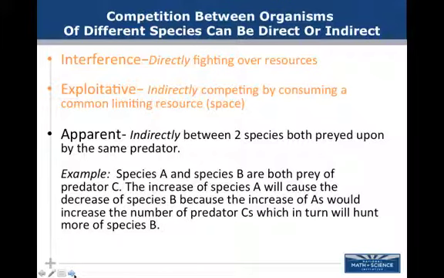So when we talk about these three different types of competition, interference is direct, where they actually scrap it out, versus these two indirect ways of competing, exploitative or apparent. They're complex. And it's especially important to understand that the interactions between organisms are complex, so that you understand there are some direct ways that they can compete with each other as well as indirect ways, and how that works.